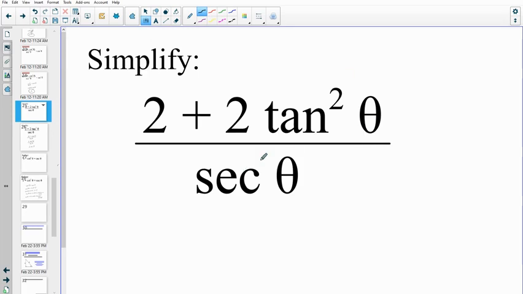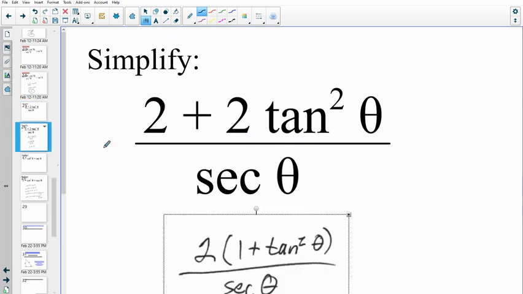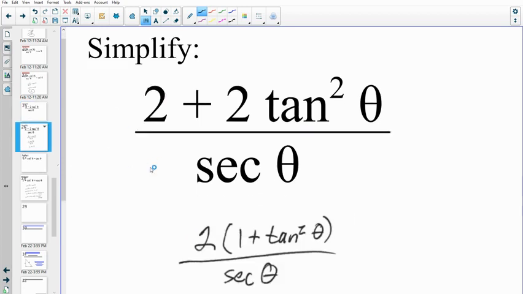Got tangents on the top and secants on the bottom. I don't see any obvious replacement, so I'm going to see what happens if I factor out. I've got 2 in this term, I've got 2 in that term, so I'll factor a 2 out of both sides of this equation. And then there we go, 1 plus tangent squared.